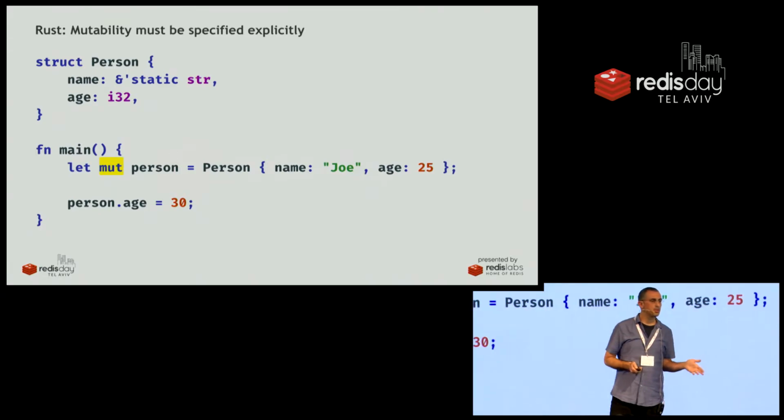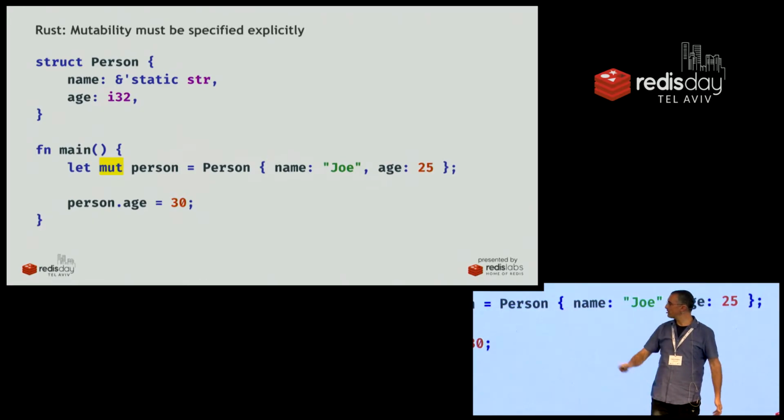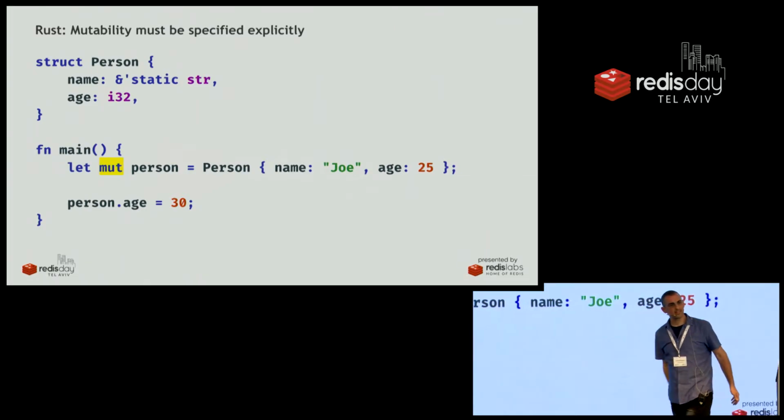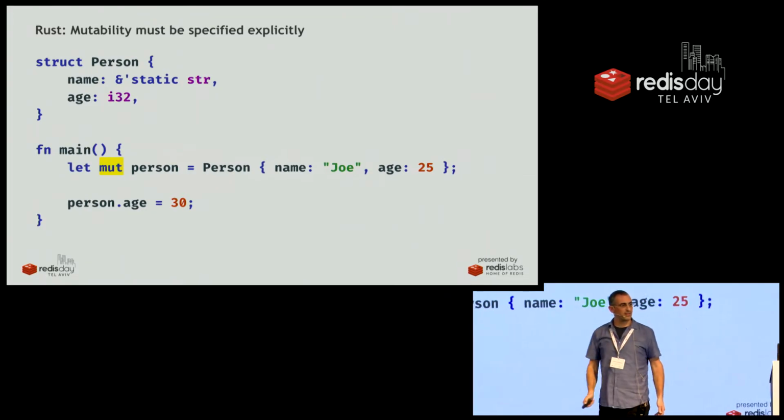So if we want it to be mutable, we have to say this modifier, let mut person. Well, mute person doesn't sound good, but let mutable person. And then we can modify his age.